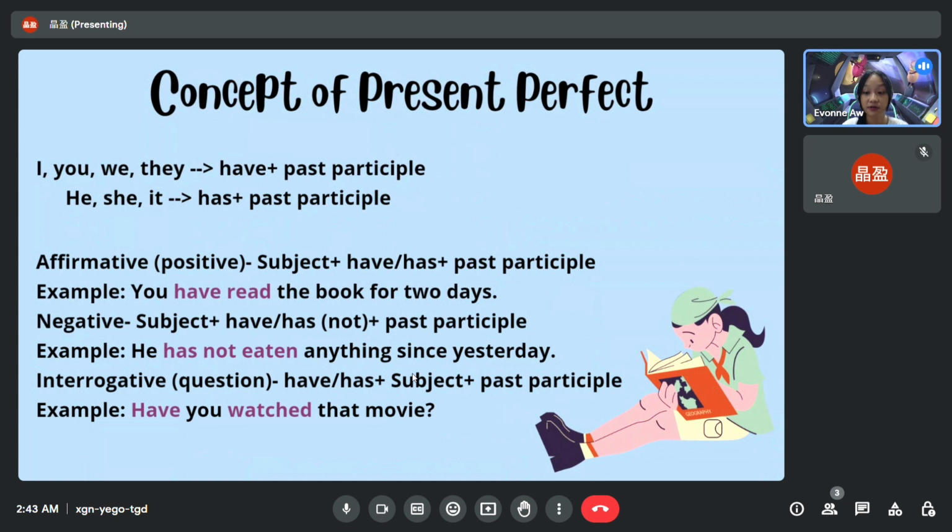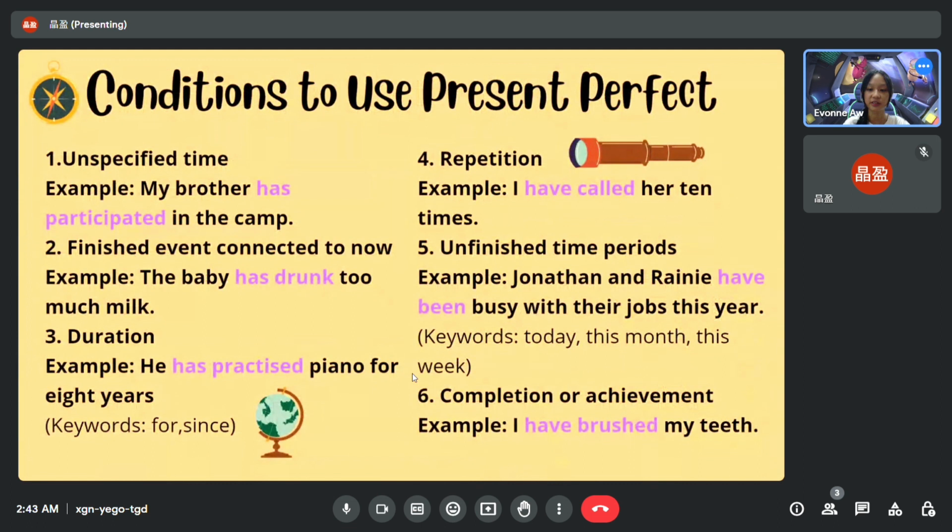In interrogative or question, have or has is added before the subject, followed by past participle. For example, have you watched that movie?